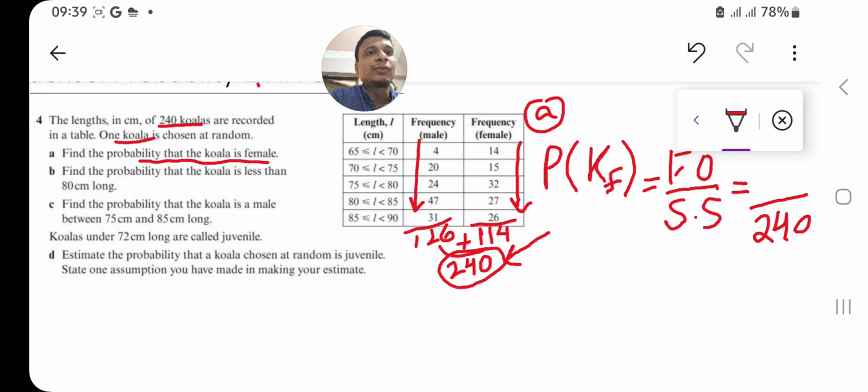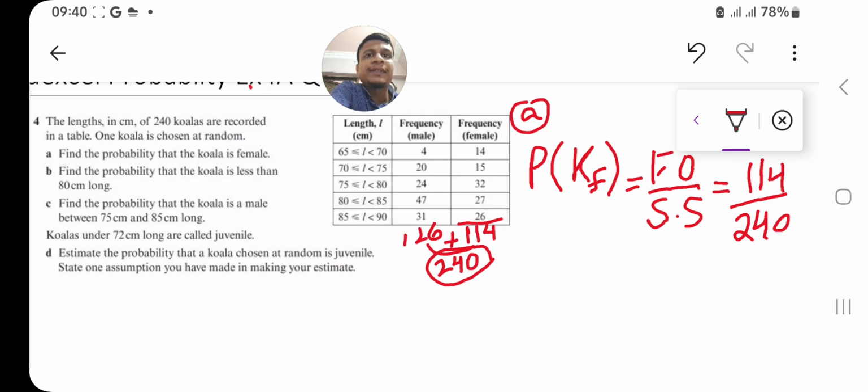And right now for FO, the favorable outcomes. Just analyze that the koala is a female. So our favorable outcome is that the koala is a female. Check how many females are there in the data. When you see, you will get that it is 114 in this data, right? The length starts from 65 and the final length is 90. In between 65 to 90 we have a total of 114 female koalas. So we will write the number of options for the females as 114.